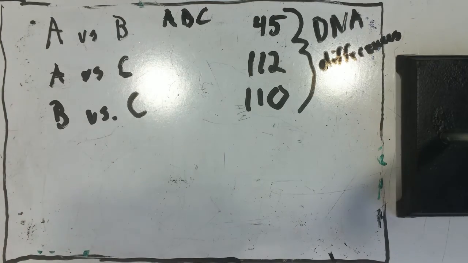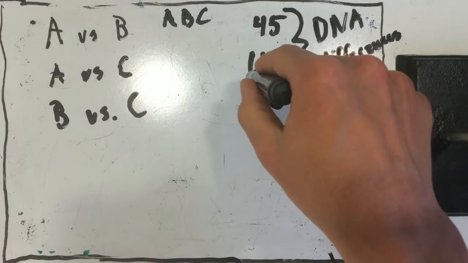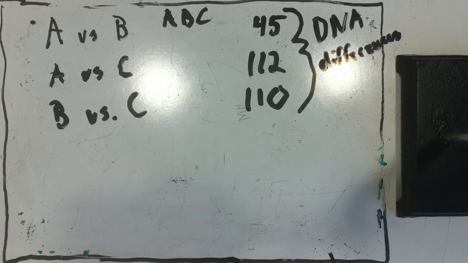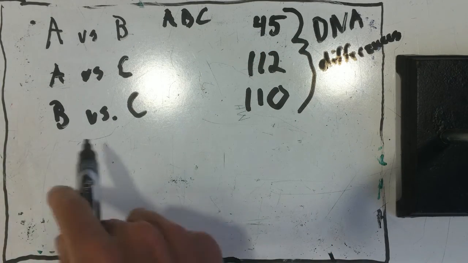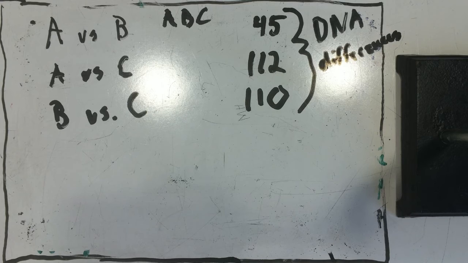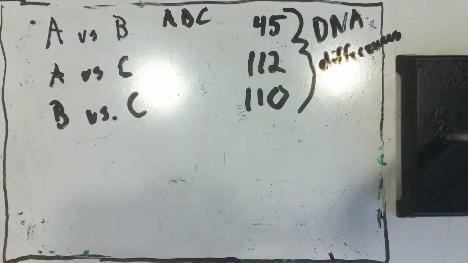We can also compare A versus C. Compare the number of differences in DNA, count each time there's a different base pair. And let's say that there are 112 differences between A and C. Finally, if we compare B versus C, we find 110 differences. So based on this right now, take a moment to answer for yourselves, which of these do you think are most closely related? Take a moment to answer. The answer, A and B.